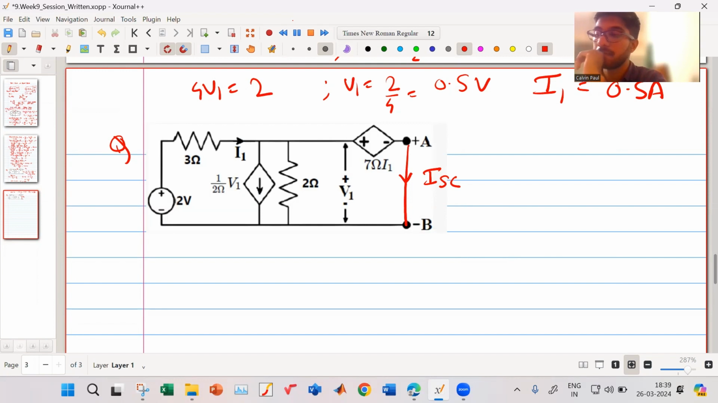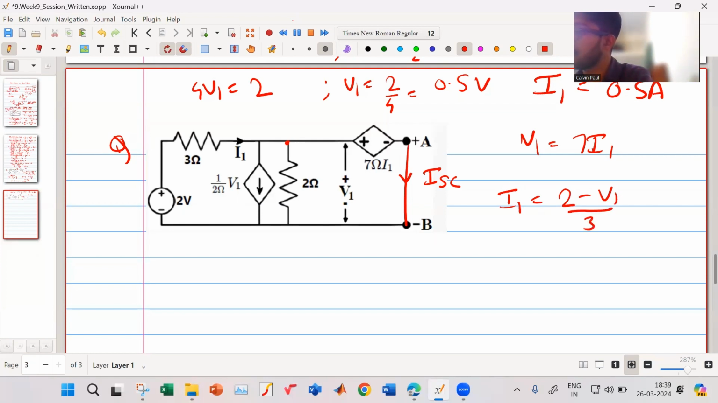Sir, KCL. We apply KCL at node V1. V1 is equal to 7I1, so 7I1 minus 2 by 3 is equal to I1. So we'll have only one equation. Okay. So I1 is actually equal to 2 minus V1 upon 3, right? So your I1 is actually 2 minus 7 I1 upon 3.